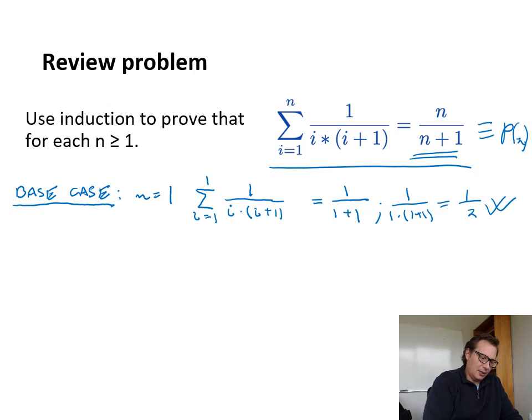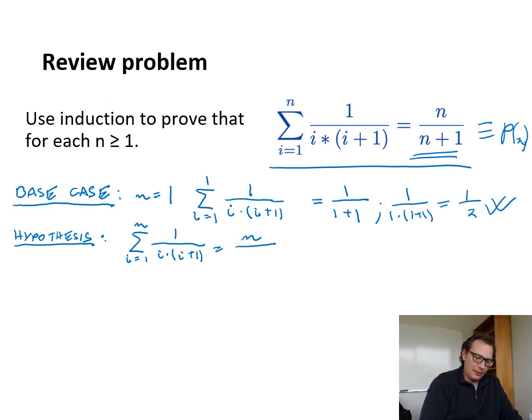Then we have our hypothesis. So the hypothesis is that the sum from i equals 1 to n of 1 over i times (i+1) is equal to n divided by n+1. And now, so we assume it for n. Now we have to do our inductive step.